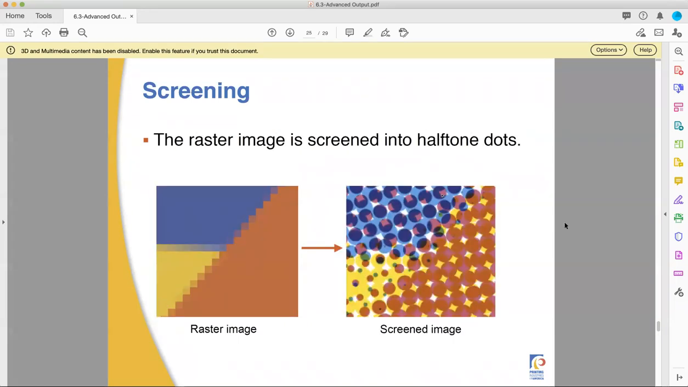Here's a picture over here. The raster image on the left that we created from the vector image on a previous slide is now being screened on the right here into halftone dots. You can see that it looks a lot fuzzier, and it kind of is. The mixture of the colors that make up that off yellow, off blue, and off red are all different amounts of and combinations of how much cyan, magenta, and yellow are mixed together to make them.